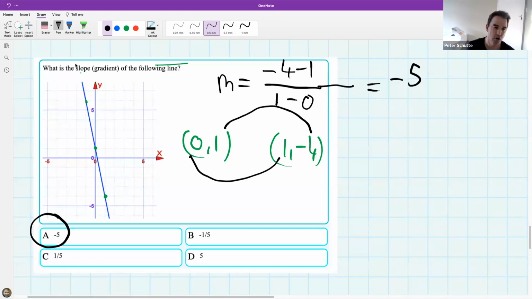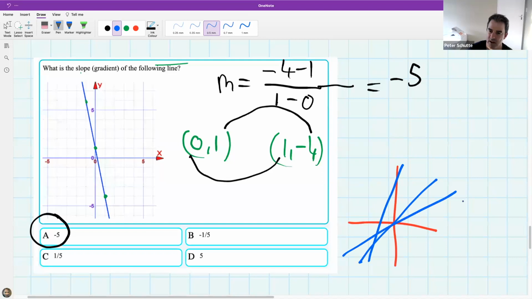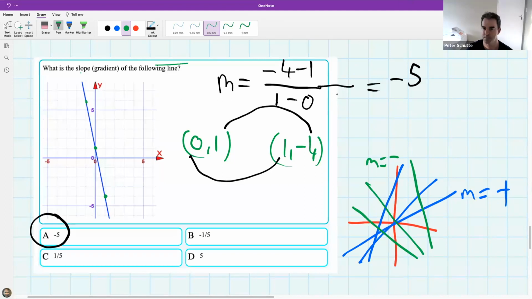Now, the answer has to be negative because it's sloping down and to the right. A positive 5 would have had to be going in the other direction. Give me a thumbs up if you understand why this graph has to be negative, whereas this one over here would have to be positive. So if we have a Cartesian plane, a line that goes this way, like these ones, their gradient will always be positive. But if your line is sloping that way, then the gradient will be negative.